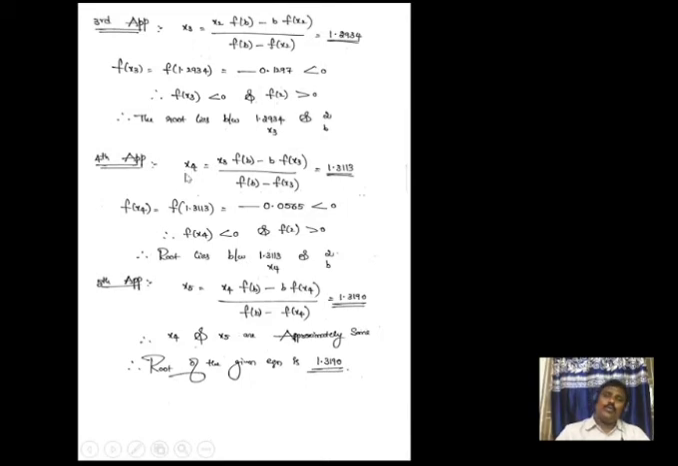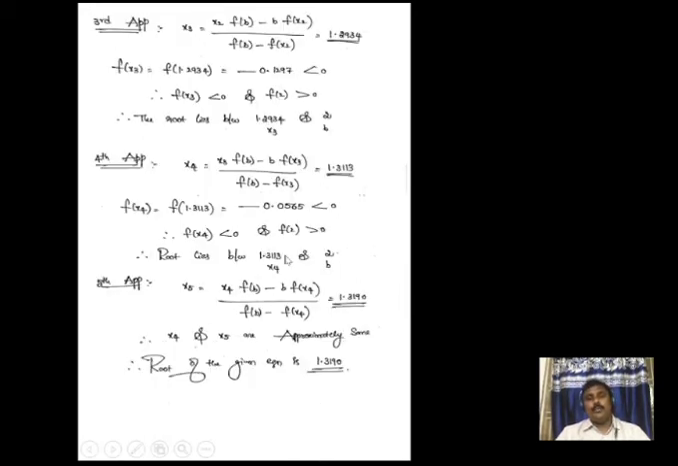So this is how we are going to do the problem. The only thing we have to remember while doing this method of false position is the formula: x1 equals a into f of b minus b into f of a, divided by f of b minus f of a. Based on this formula, we write all the other formulas, substitute, and see whether the consecutive roots are approximately the same or not. This is the method we have to follow.